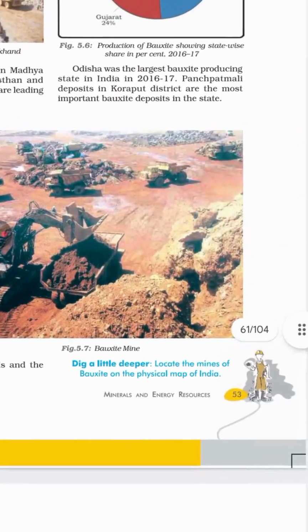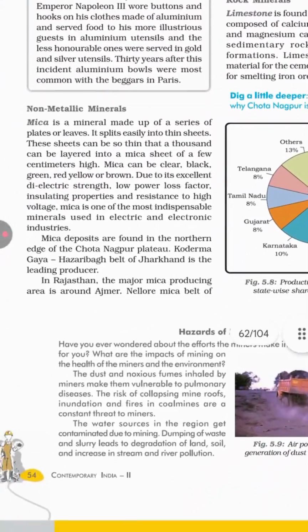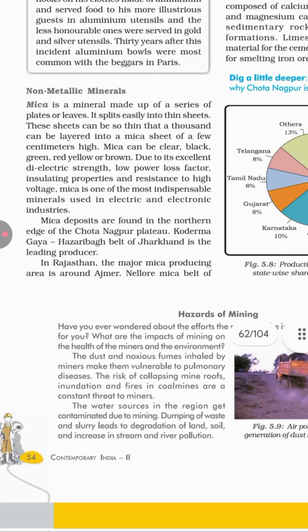Now, non-metallic minerals, mica. Mica basically is used for insulating. It is used in electric and electronic industries because of its resistance. You can use it as a cable covering. You will see the importance of copper, aluminium, and mica has gone up with the development of the electronic goods industry.